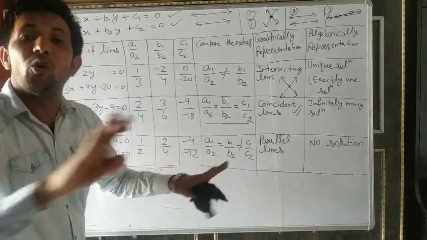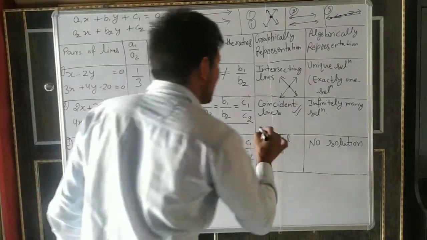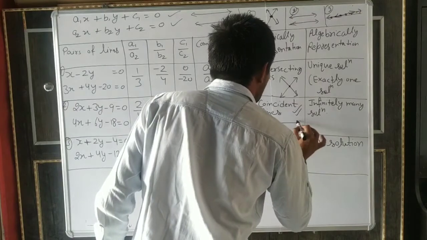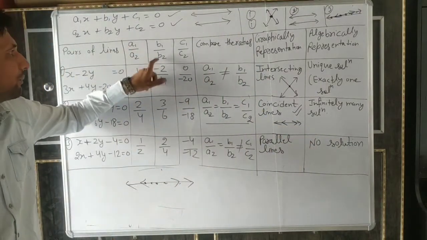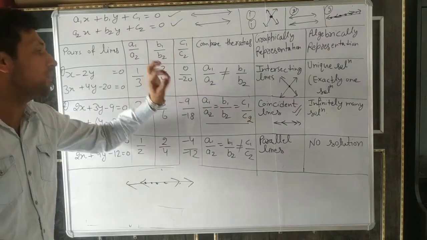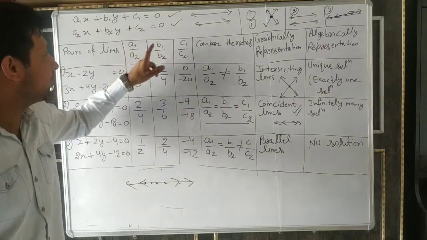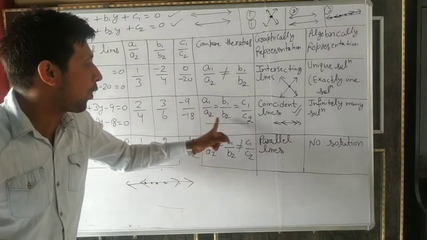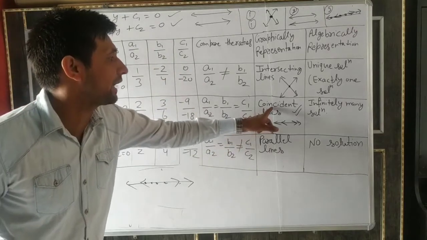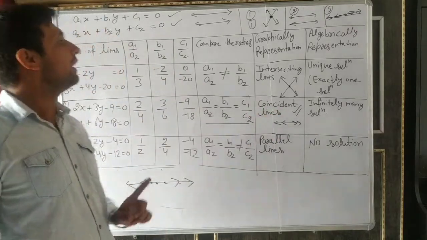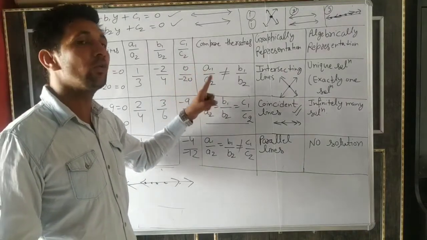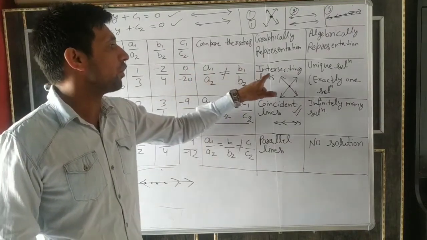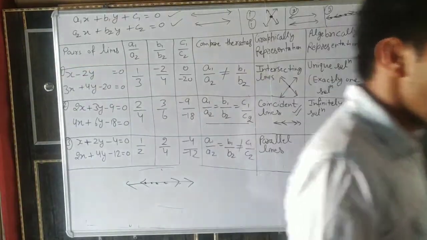So it means there is no need to draw the graph. We will check only, dear. We check A1, A2, B1, B2, C1, C2, and if A1 by A2, B1 by B2 and C1 by C2 are all equal, we directly call them coincident lines. But if A1 by A2 is not equal to B1 by B2, we call them intersecting lines.